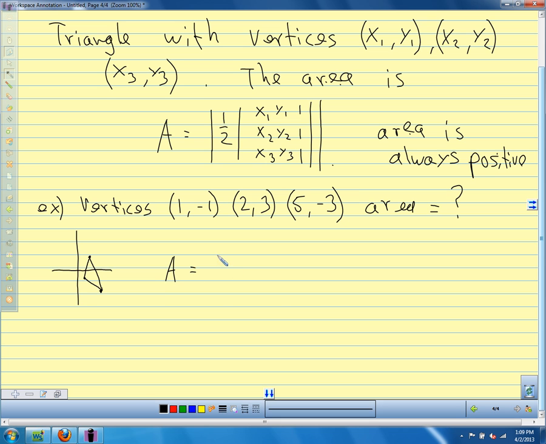is going to be 1/2, and we're just going to make sure the answer is positive at the end. I'm going to make this determinant 1, -1, 1, 2, 3, 1, 5, -3, 1. Plug this determinant in my calculator. It's a 3 by 3 determinant. We can use our calculator to find that. And it turns out, and we make sure our answer is positive, it comes out to be 9. So the area of this triangle would be 9 square units.